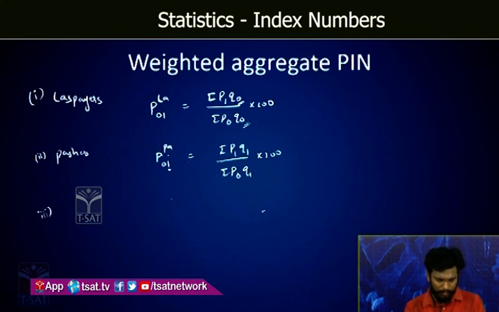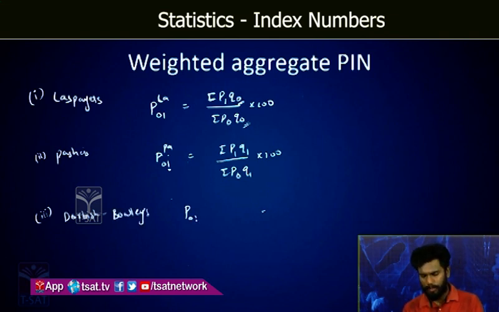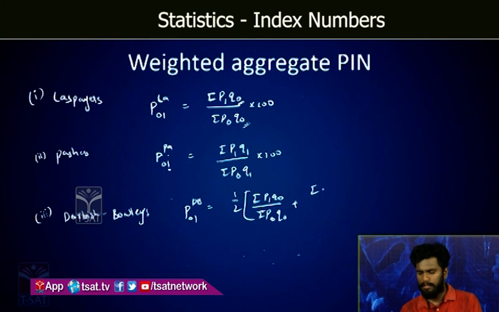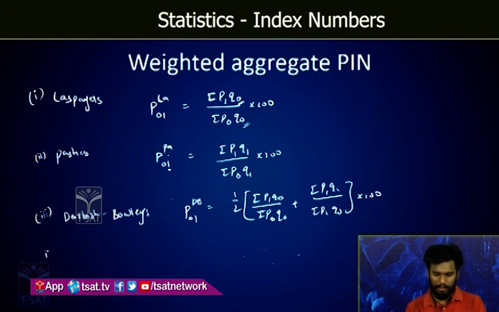Third one is Dorbish-Bowley price index number, and it is denoted by P01 DB, and it is given by half into summation P1 Q0 by summation P0 Q0 plus summation P1 Q1 by summation P0 Q1, into 100. That is nothing but the arithmetic mean of Laspeyres and Paasche's.